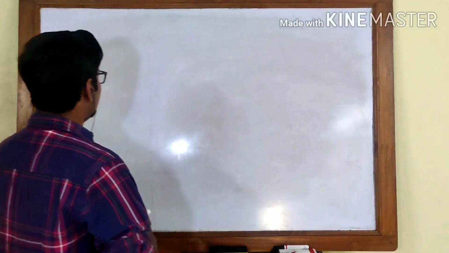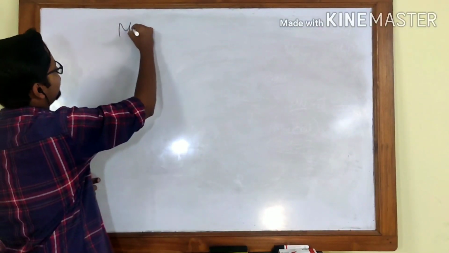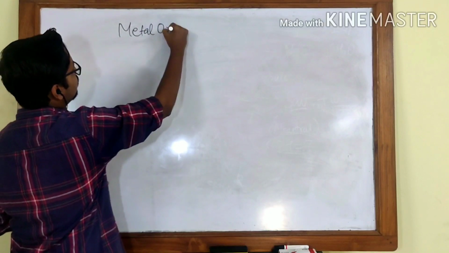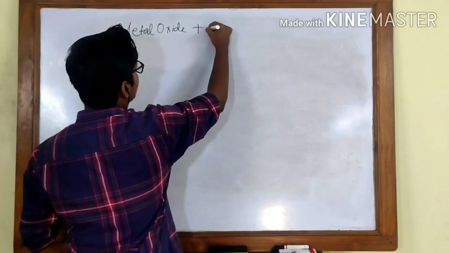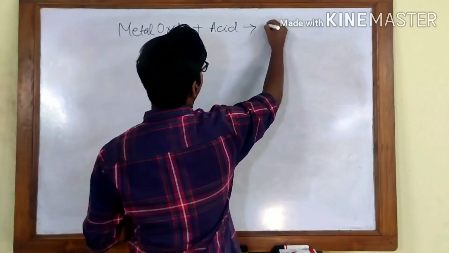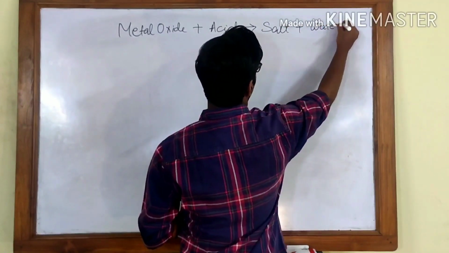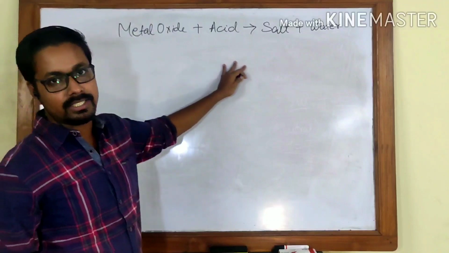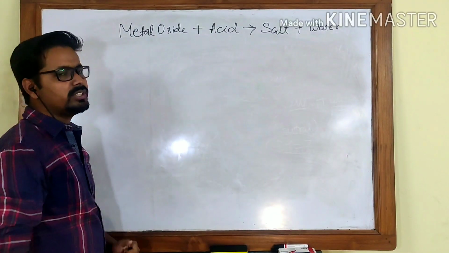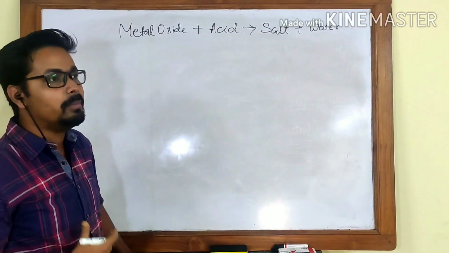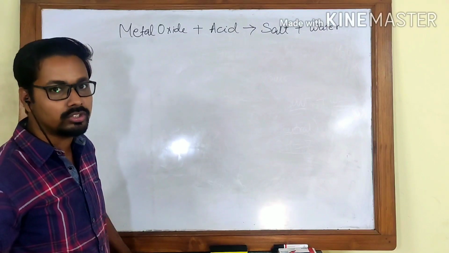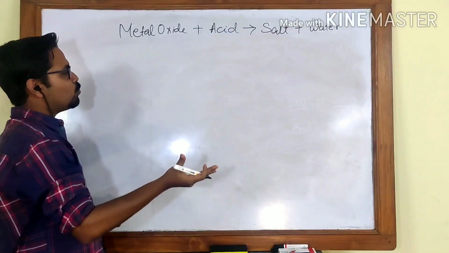with acids. So I have to take one metal oxide, react it with an acid. What we get is a salt and water. So let us look at one reaction. Let us take one metal oxide. Metal oxides can be anything like sodium oxide, magnesium oxide, aluminum oxide, ferrous oxide, calcium oxide. So let us take one example.